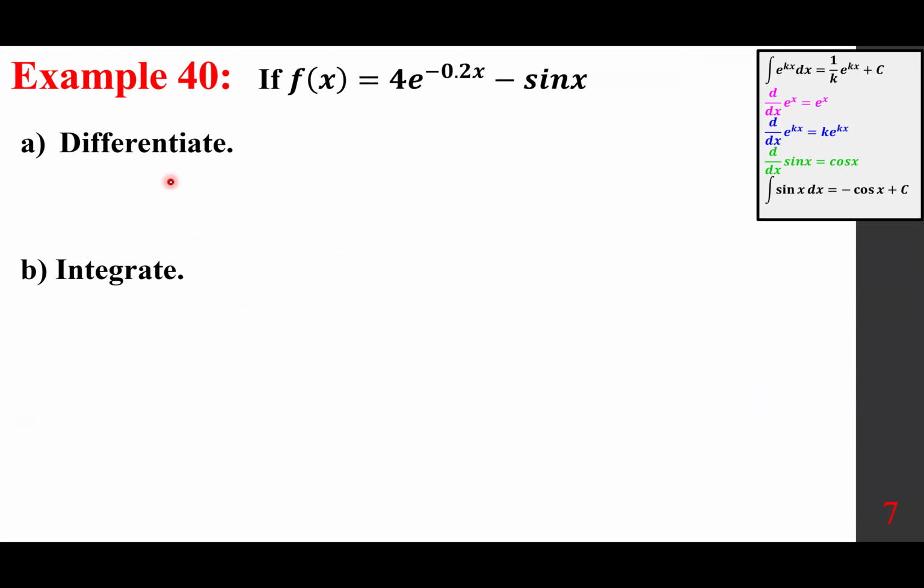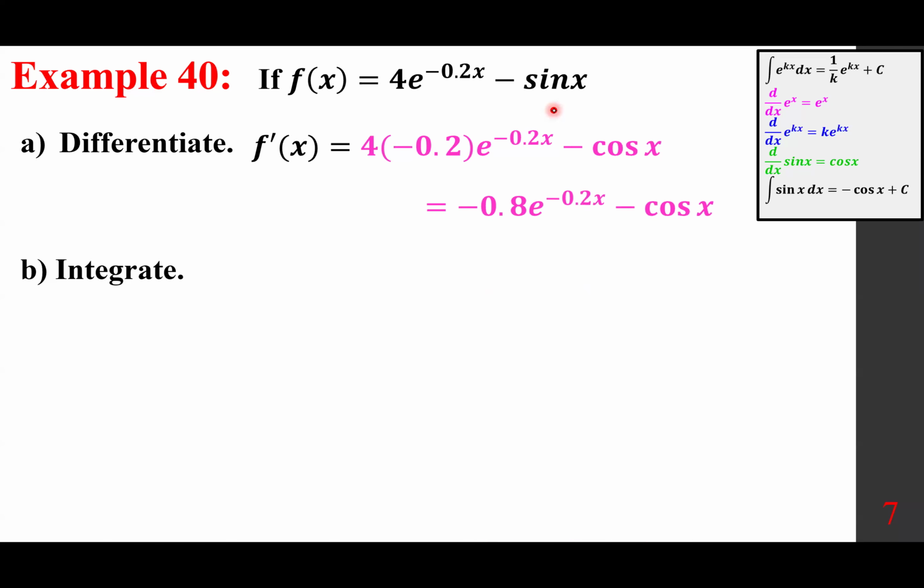f of x is given, we want to differentiate. The idea is how to differentiate the exponential. Remember, the answer is always itself. You multiply by negative 0.2, right? Because that's how the differentiation works. The derivative of sine is just cosine, so minus cosine x. I just want you to see the difference between the two, and we're going to rewrite it, of course, as minus 0.8 e to the power minus 0.2x minus cosine x.